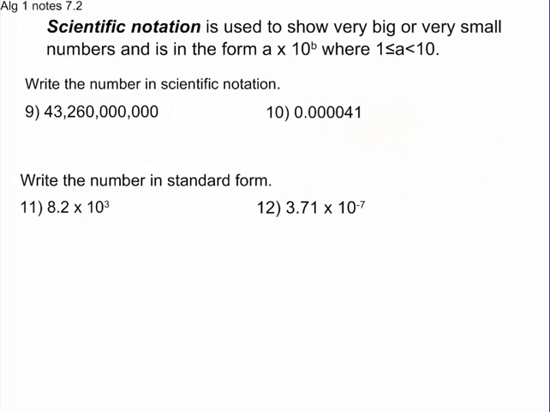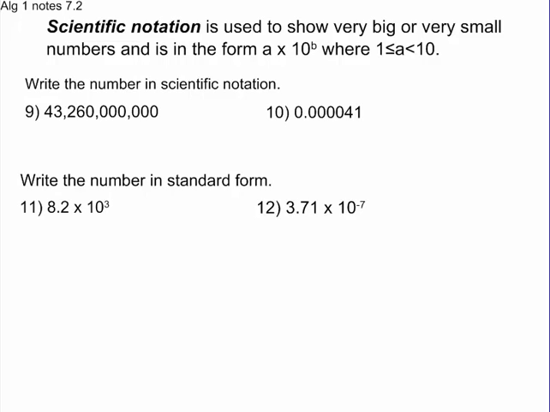We need to talk about scientific notation. Scientific notation is used to show very big or small numbers and is in the form of a times 10 to the b, where a is greater than or equal to 1 but less than 10. So it's got to be a number between 1 and 10. It can be 1 but cannot be 10. It can never be 2 digits.